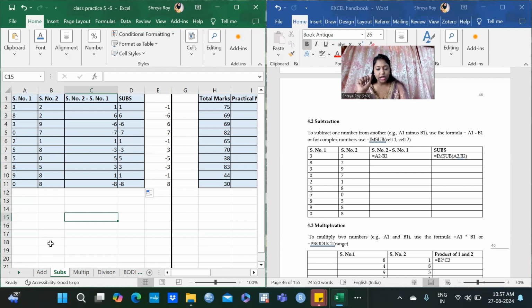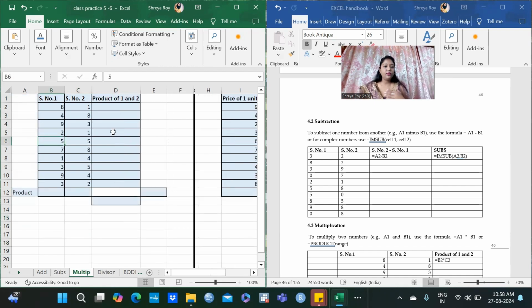So again, in subtraction, we learned two methods. One is select the first cell minus the second cell, and second is IMSUB, select the first number, comma, the second number. In the first method, we learned first number minus the second number. In the second method, we learned first number, comma, second number. Okay, let's move to multiplication.